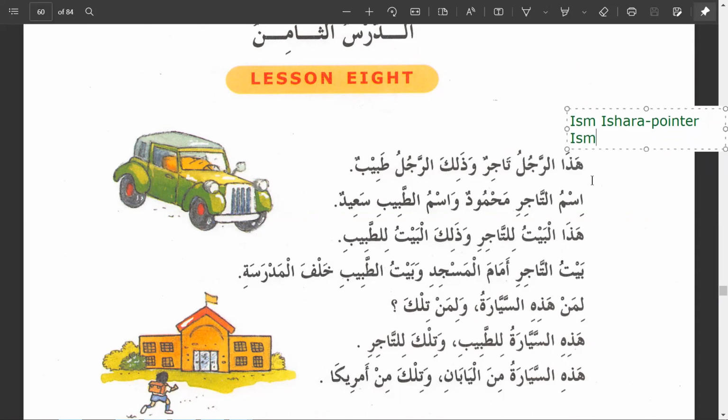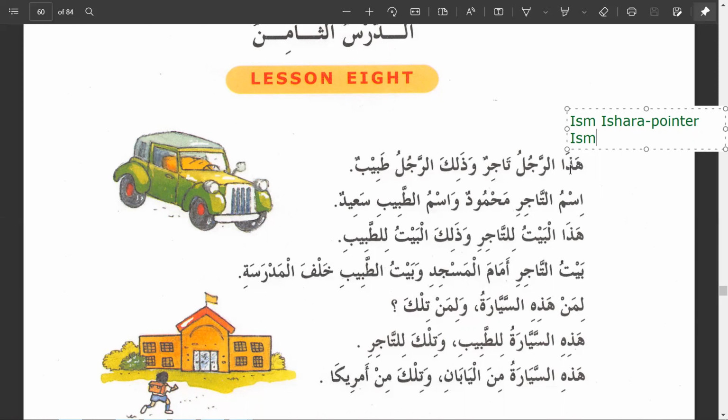Then ar-rajulu is another ism, and it is especially with al. Because a pointer fragment is the one in which there is an ism ishara followed by an ism with al. That is peculiar about a pointer fragment, that it has one ism ishara. Either it's for the near one, like haza and hazihi, or for the far one, zalika and tilka. Or there can be the plural one, haulai and ulaika, a plural isma ishara followed by an ism with al.